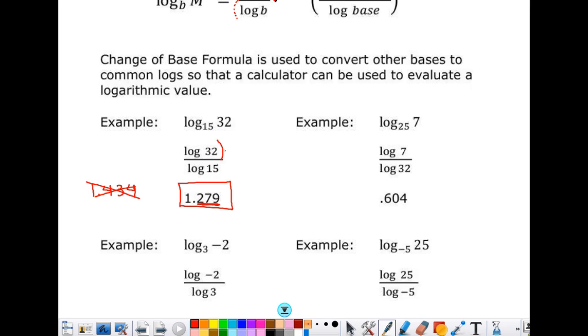Okay, so you want to practice another one. Log of 7 divided by log of 25. Now, it's not log of 25 divided by log of 7. Okay, make sure you type in that parentheses. You can type in that one if you want to.